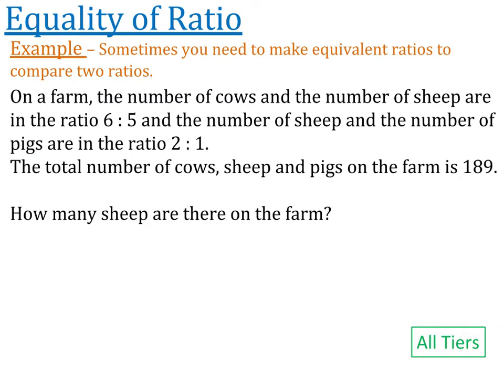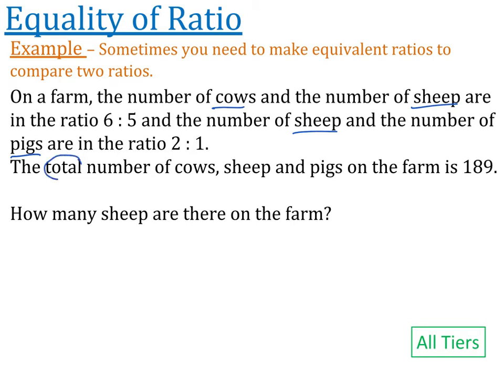All right, so same idea again, just a different kind of example. In a farm, the number of cows and the number of sheep are in the ratio 6:5. So we've got cows and sheep. And the number of sheep and the number of pigs are in the ratio 2:1. The total number of cows, sheep, and pigs on the farm is 189.